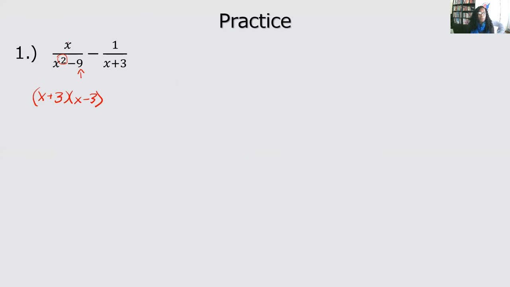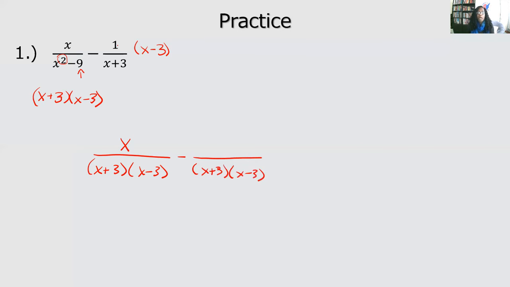So this first one, we don't have to do anything. But the second one, we need to incorporate that x minus 3 through multiplication. So now, if I write it out, we have our x plus 3, x minus 3, minus, my denominator stays the same, which will be x plus 3, x minus 3. And if I multiply 1 to anything, it's always going to be itself.